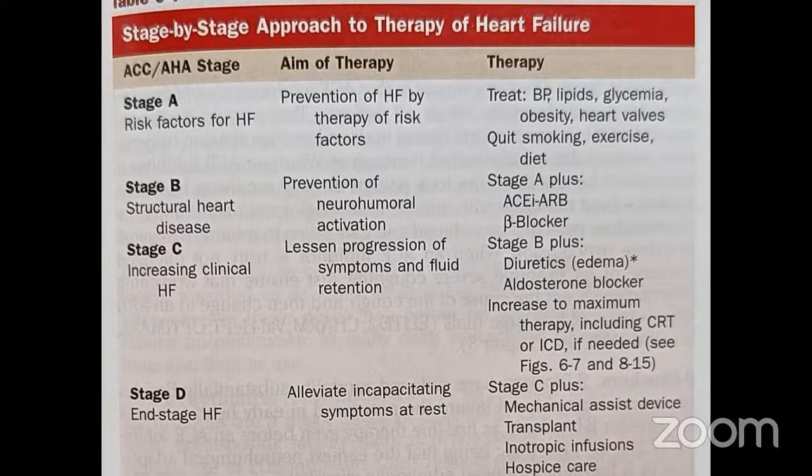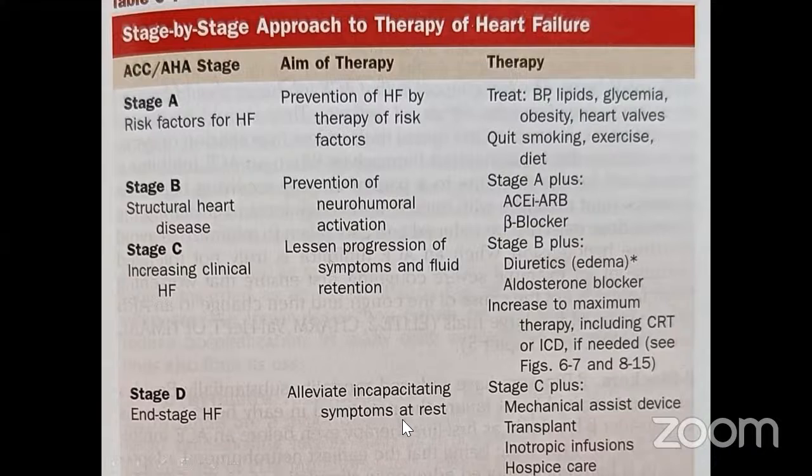Stage C, there are clinical symptoms and signs: fluid retention, pleural effusion, pulmonary edema, milder pulmonary edema, then paroxysmal nocturnal dyspnea. All these things will start. So here you have to start with diuretics and aldosterone blocker, because it will help in hypertrophy and fibrosis. Then increase to maximum therapy as much as possible.